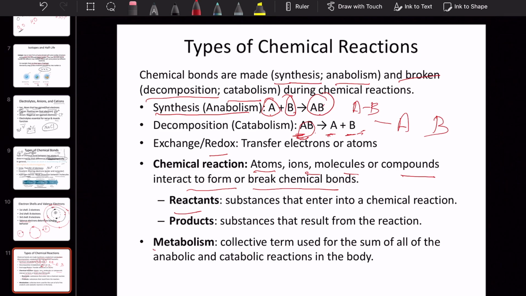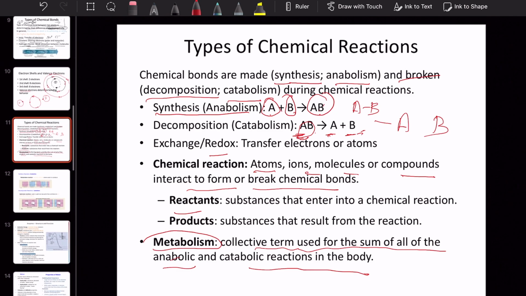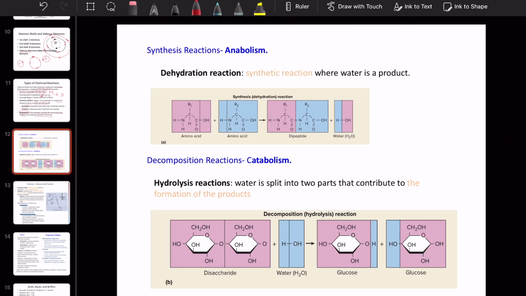Then make sure you know this one, metabolism. This is a collective term used for the sum of all the anabolic and catabolic reactions in the body. That means all the reactions happening in the body, if you put a name on it, is called metabolism. Some of you have a high metabolic rate, some a low metabolic rate. It depends on age, physical condition and things like that.